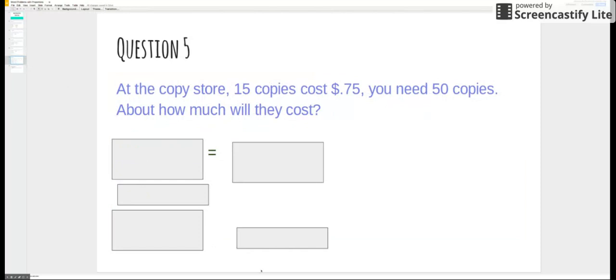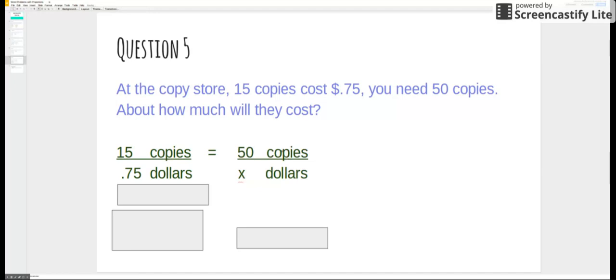Question 5. At the copy store, 15 copies cost 75 cents. You need 50 copies. About how much will they cost? So if it's 15 copies for 75 cents, or $0.75 if you want to think of it like that, you need copies over dollars on this side as well. So if it's 15 copies over 0.75, how much would it be for 50 copies? So 50 is going to go at the top. Notice copies and copies, dollars and dollars.